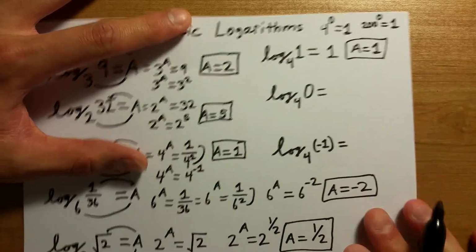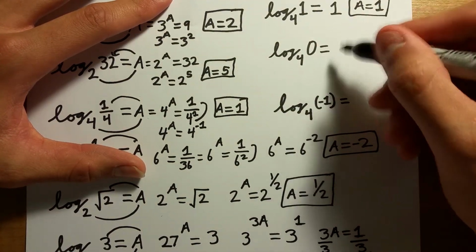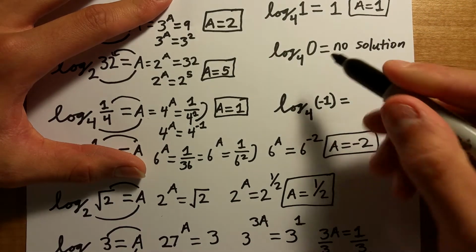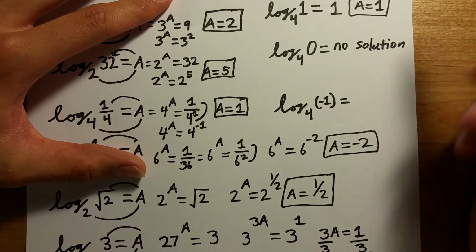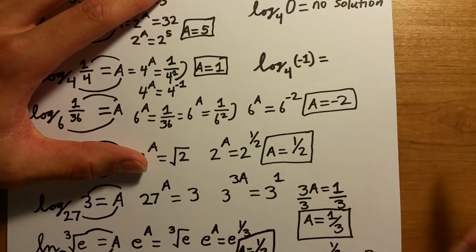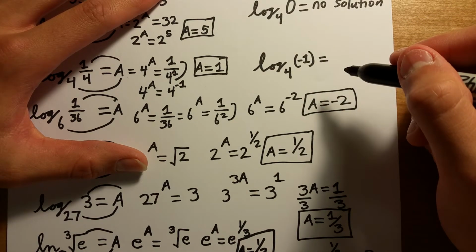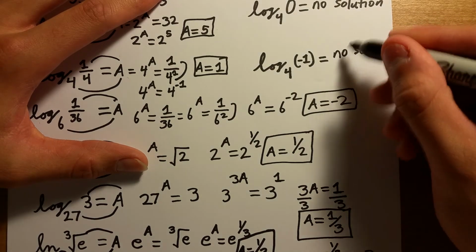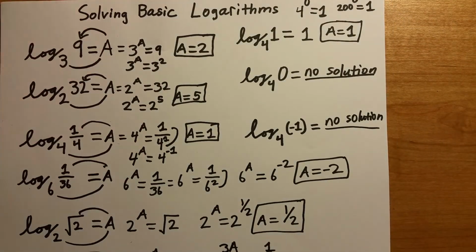And then for log 4, 0, if you ever get something where the answer is 0 and it's a log, there's no solution. Because there's nothing that 4 can be raised to equal 0. It can be all positive numbers, it can be all negative numbers, but there's no way it can equal 0. And then for log 4, -1, it's the same thing. It just can't equal a negative number. And they're just some rules you have to remember about logarithms.